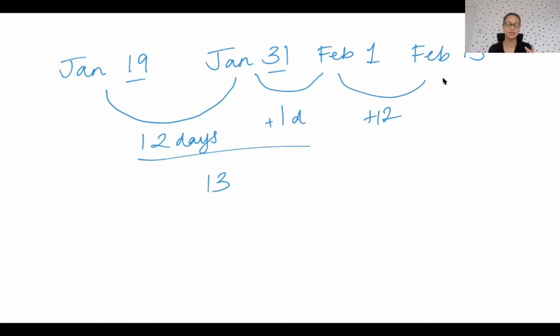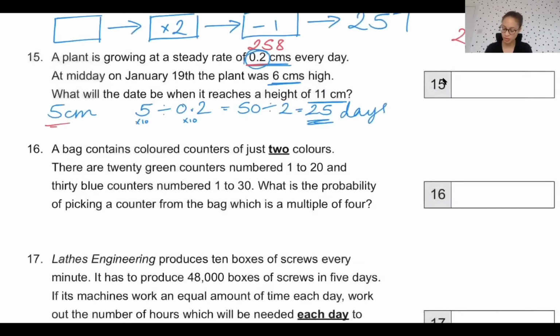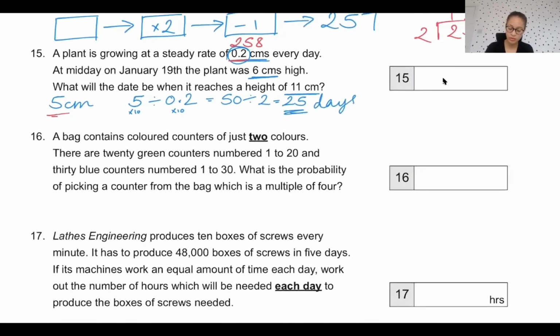It's very easy to miscount there. Yeah, good guys. So February the 13th. Just going to write February with the spelling because a lot of people spell it wrong. February 13th.